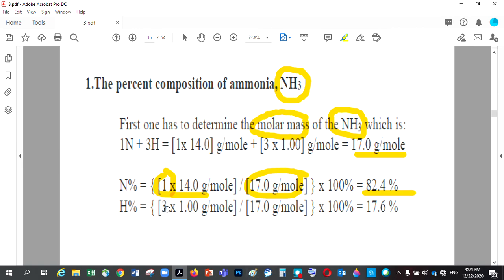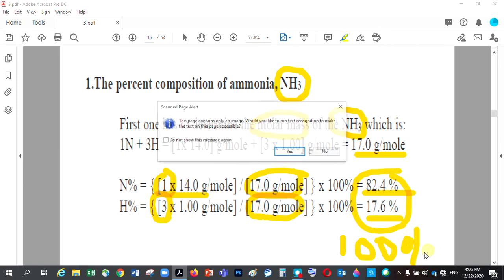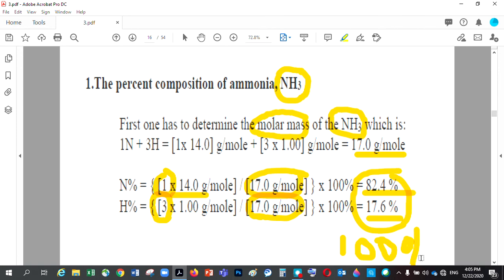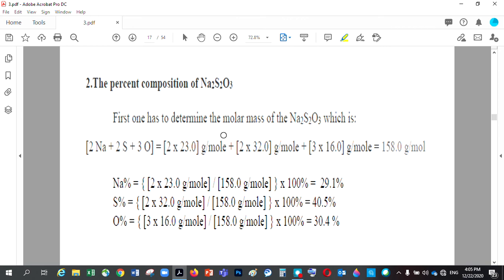In ammonia, I have 3 hydrogens, so I have to put 3 here. 3 multiplied by the atomic mass of hydrogen, 1.0 gram per mole, divided by the whole molar mass, multiplied by 100, I get this. So if you add those up, they will come to 100%, correct? They will add up to 100%. So that's an example. Let's go to the second example.